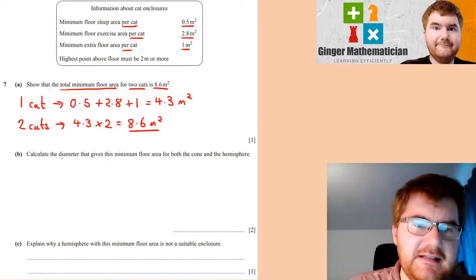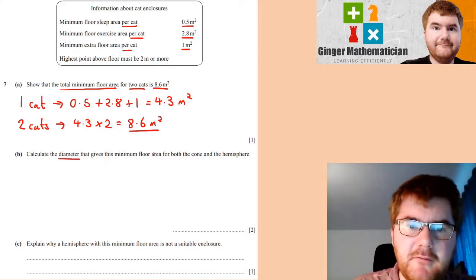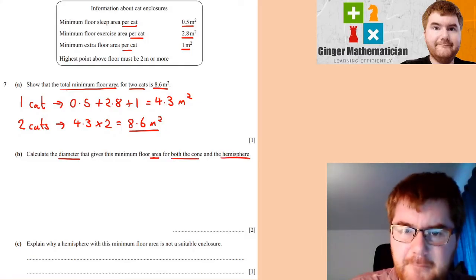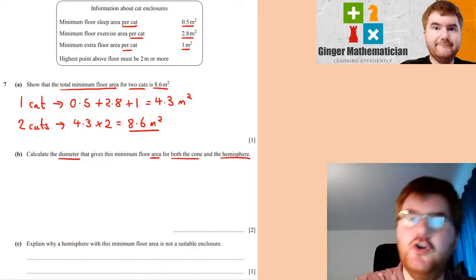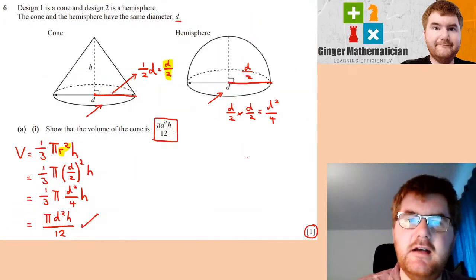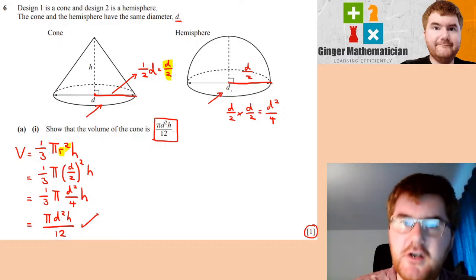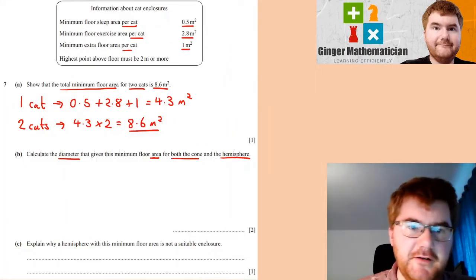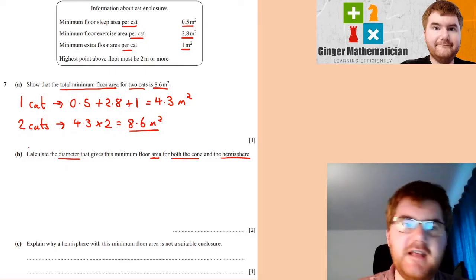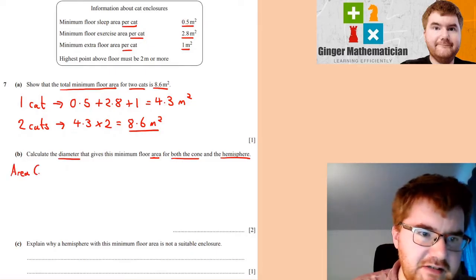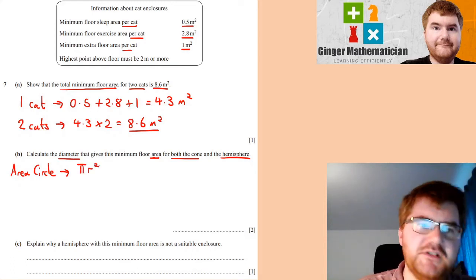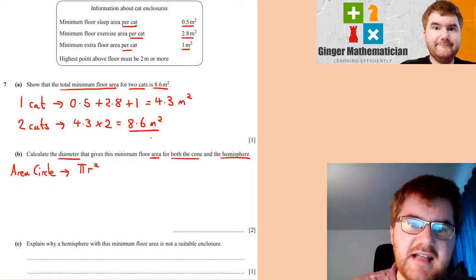And now we need to calculate the diameter that gives this minimum floor area. Notice looking for the area here for both the cone and the hemisphere. Well, if we go back, remember this is a non-linear paper, you'll see here that the area of both the enclosures at the bottom are both circles. So what we're going to do here is we're going to work out the radius first of all. Now we're going to use the formula for the area of a circle. So you need to know this, the area of a circle is equal to pi r squared. And we're told that the minimum floor area required is 8.6.